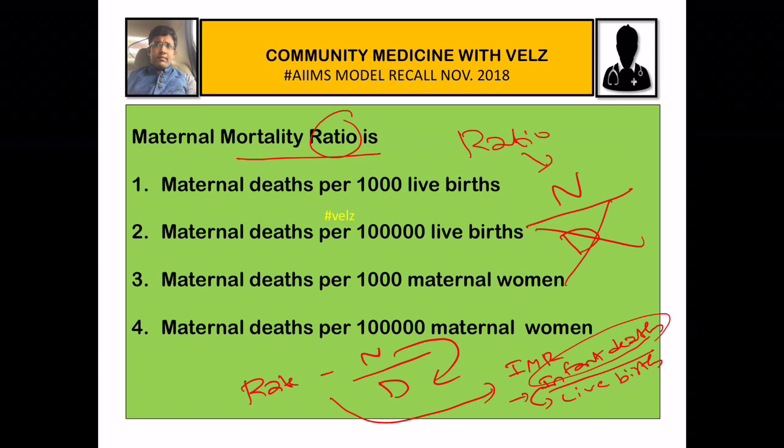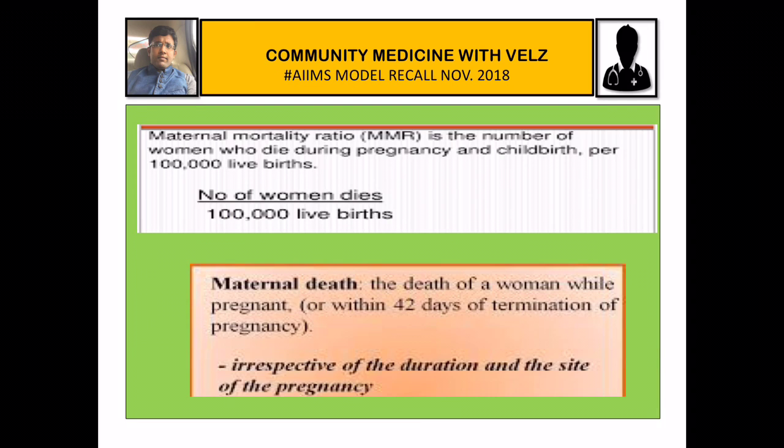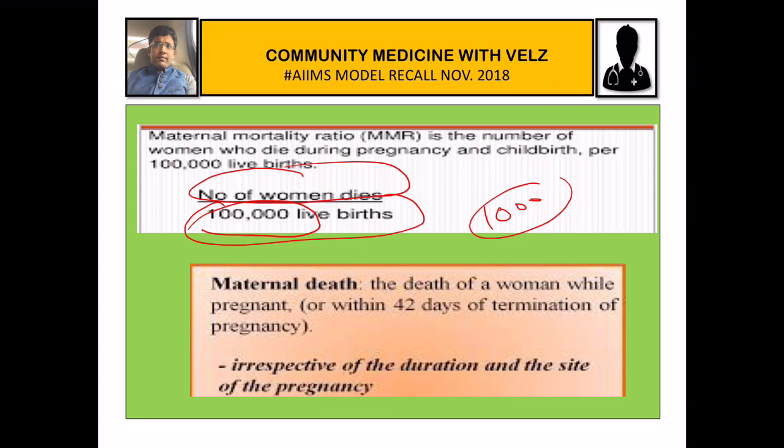But if you see the maternal mortality ratio formula, it is the number of women deaths per 1 lakh live births. Because it comes in decimal points, if you use 1000, so they always express it as 1 lakh. It is standard all over the world. Then only we get numbers like 150, 200. So they express it as 1 lakh live births. So what is maternal death?